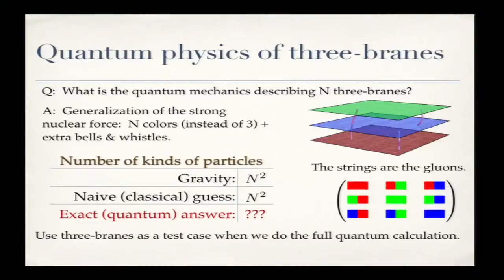All right, so here's a summary table of what I told you so far about these three-branes. Gravity predicts that the number of kinds of particles is N-squared. The naive classical guess also gives N-squared. The exact quantum answer I haven't told you yet, but it also better be N-squared. And in fact, we should just use these three-branes as a test case of our method when we do the full quantum calculation. Okay?